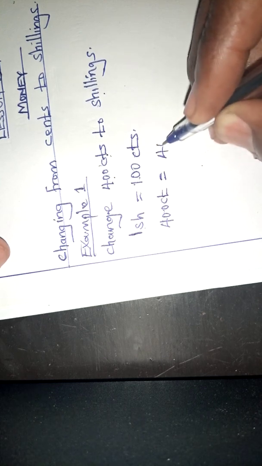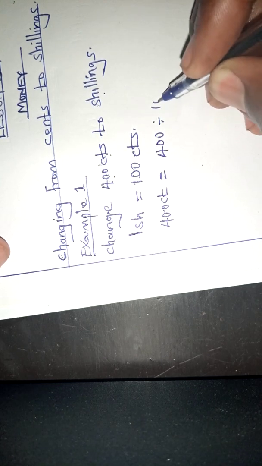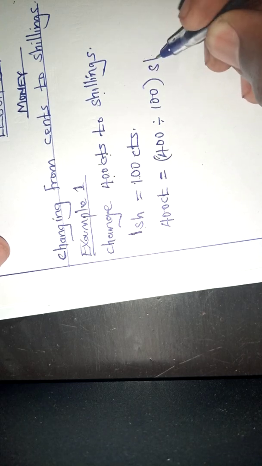So here they have given you 400 cents, they want you to turn them into shillings. So to turn this one into shillings, you divide this 400 by 100. The answer you get will be shillings. So 1 shilling is equal to 100 cents. 400 cents will be equal to 400 divided by 100. The answer you get here is shillings. So you divide this by this and the answer you get is the answer now.